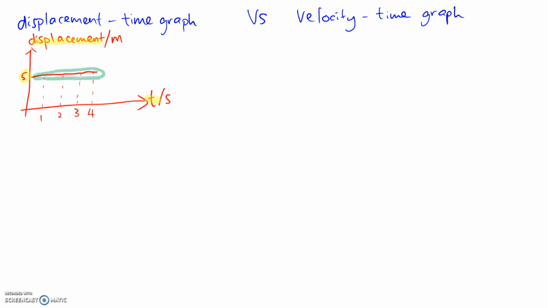Notice that the gradient here is equal to 0. And the gradient is the y-axis over the x-axis, so the units will give you a value of 0 meters per second, which means that the speed of the object is equal to 0 meters per second. So this is how you interpret it.